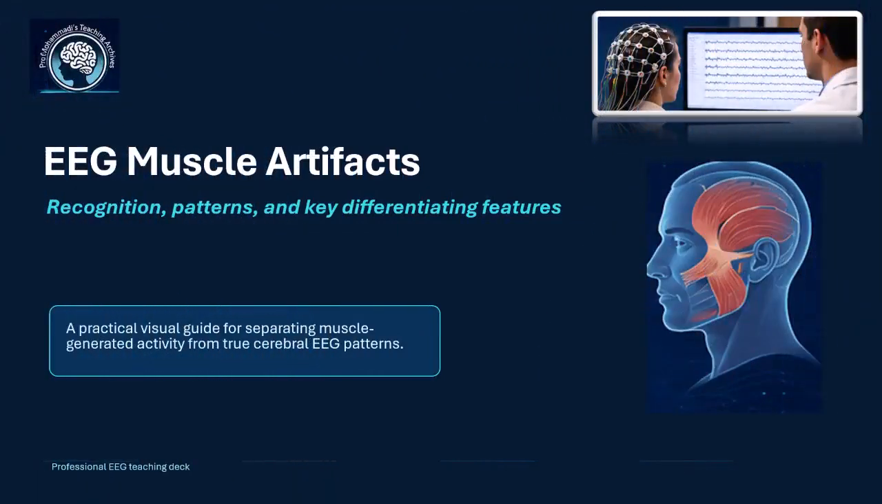Welcome, everyone. In this presentation, we will review EEG muscle artifacts and how to recognize them during EEG interpretation. Our focus is practical: how muscle-generated activity appears, why it can be misleading, and how to separate it from true cerebral EEG patterns. By the end, the goal is to approach fast, sharp, or irregular EEG activity with more confidence using morphology, field timing, and clinical context together.